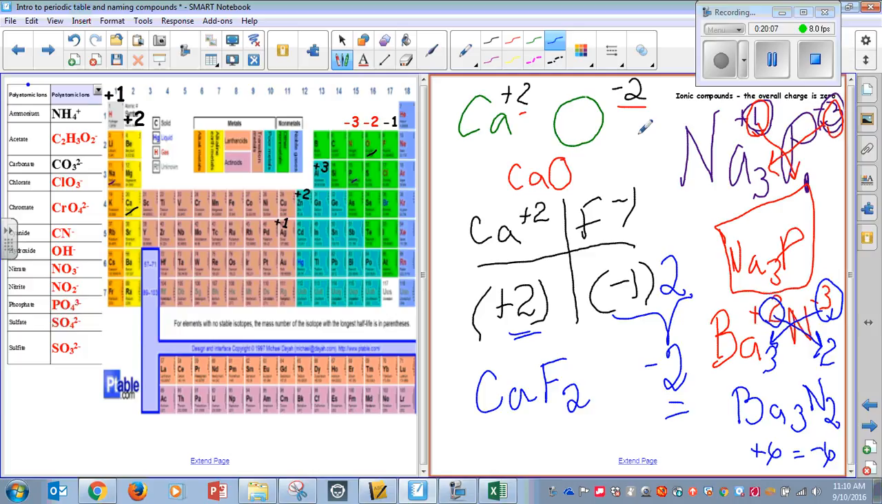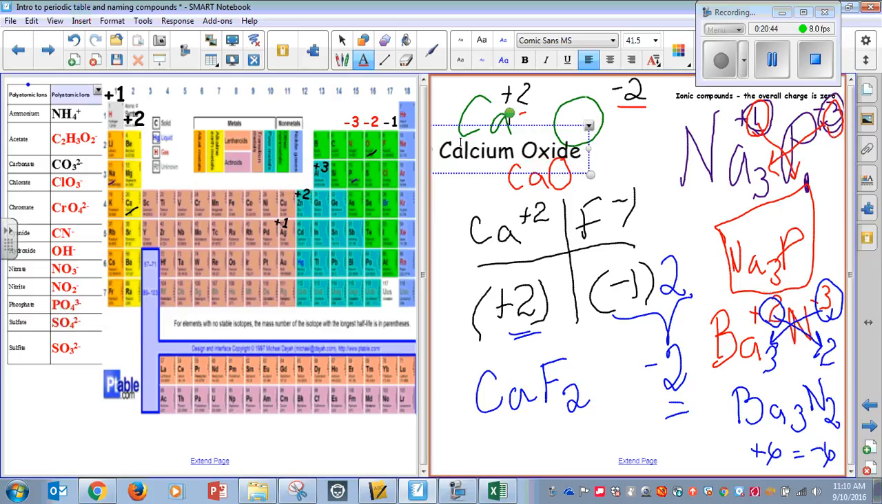So how would I name these? These have only main group elements. So when I write the name for this compound, I always list the metal first, and Ca is calcium. And then the O is oxygen. It's a monatomic anion, so I have to change the ending to -ide. And we would call that calcium oxide.